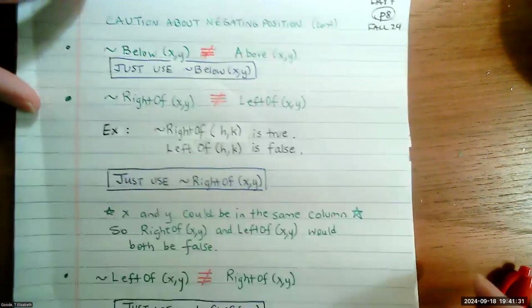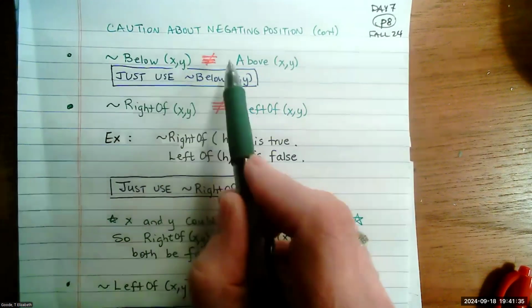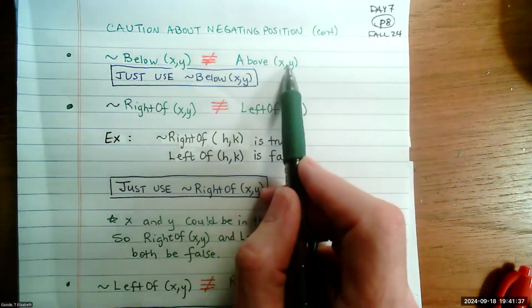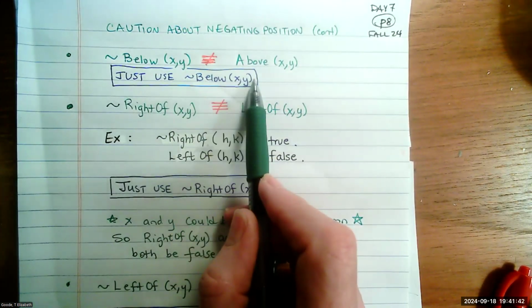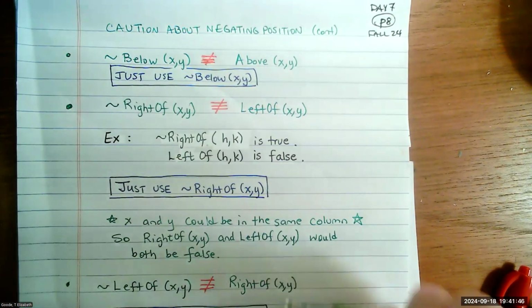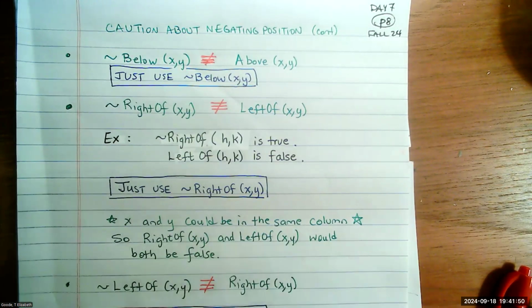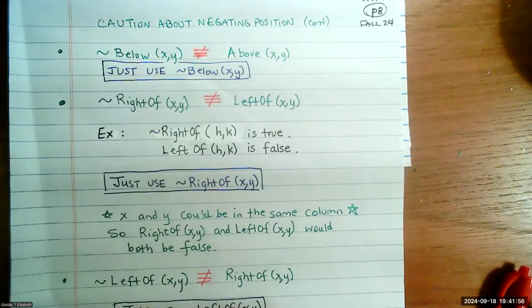So here's the last page of notes. Let's just walk through it. Not below XY is not the same thing as above XY. Same reasoning. Just use not below XY. You can find an example where they have opposite truth values. If you pick a couple of objects in the same row, the same example, A and B, or H and I, or J and K in that figure would work out.